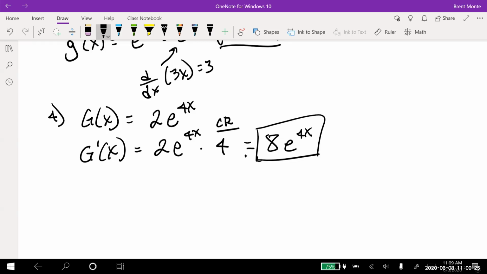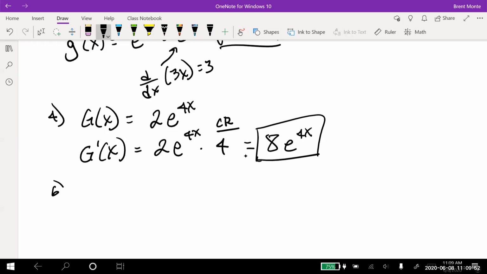And that's my derivative. Notice these work completely different than power functions. If I have a power function, say x to the 5th, the derivative is going to be 5x to the 4th. The exponent drops by 1. With an exponential function, the exponent is not reduced by 1. It stays the same as it was before. So that comes up kind of in this next problem.